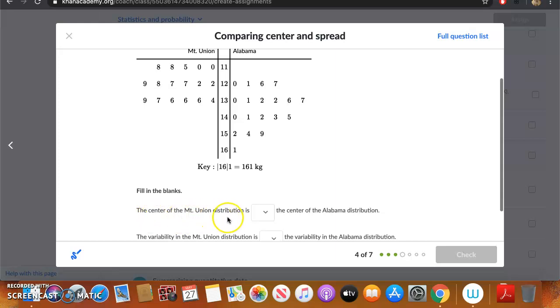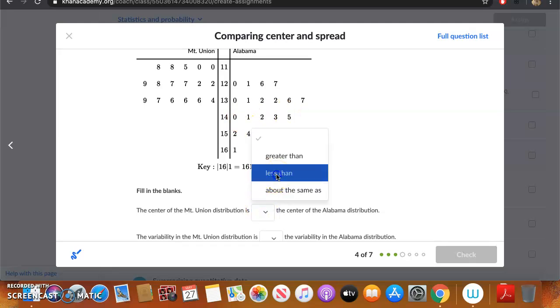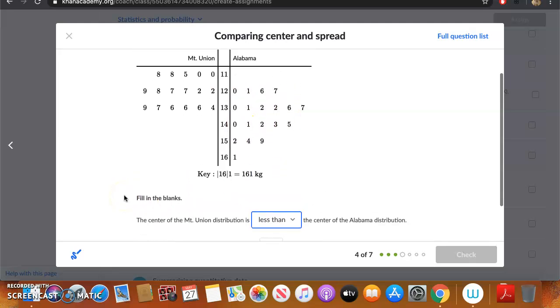Center of the Mount Union distribution. So the center of the distribution, I would say is somewhere in here, right? Probably in the 120 something kilograms, right? 120 something. From 122 to 129 kilograms is much less than the center. The center of Alabama is probably up here somewhere, right? So maybe here or here. So it's less than. How about the variability?